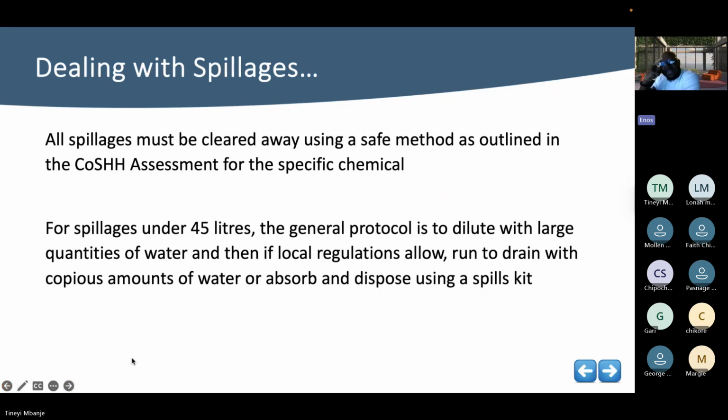All spillages must be cleared away using safe method outlined in the COSHH assessment. And that's if you're using any substances that can spill, there should be adequate instructions and mitigations in place. For spillages under 45 liters, the general protocol is to dilute with large quantities of water. Then, depending on your local, that's your council, some allow 45 liters and below, you can run it down the drain. But my advice is to have disposal methods. In our workplace, we've got companies that dispose of chemicals. It is collected and stored and disposed of in the adequate manner. All right, next.